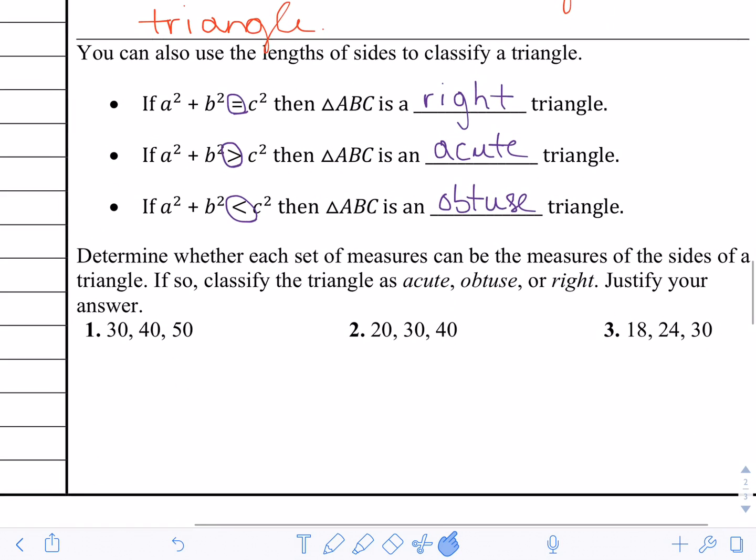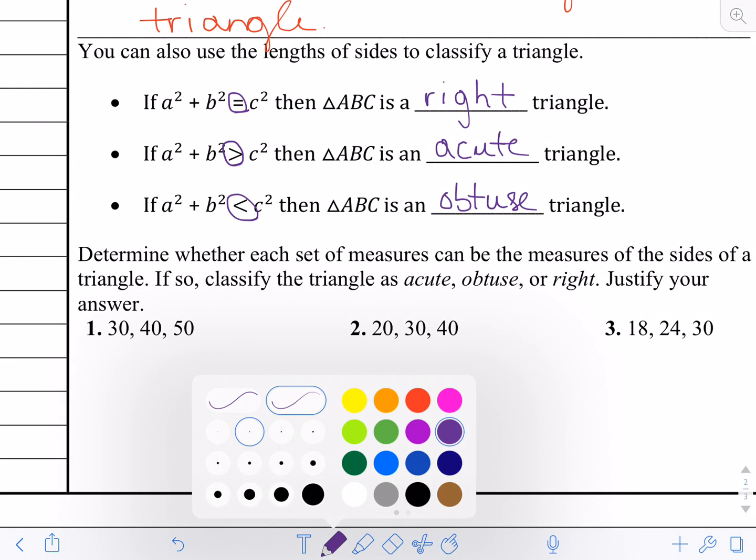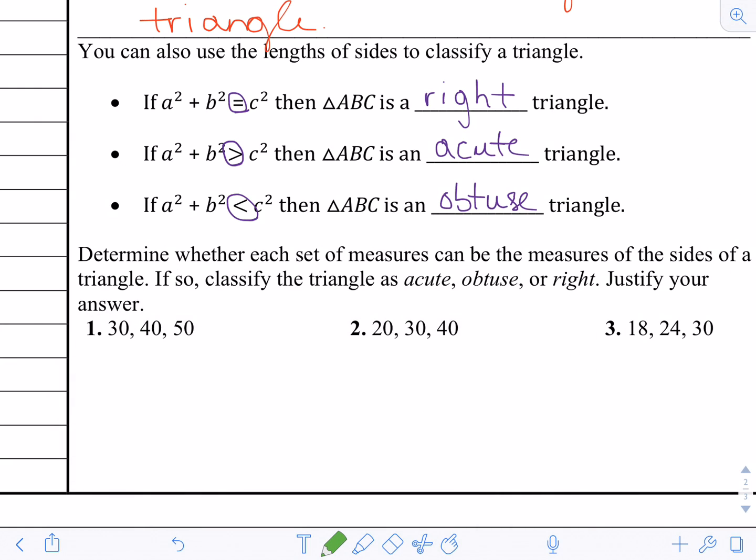Okay, so we are going to do 3 examples and then we're done. So the first one, you have 30, 40, 50. We have to decide if it's an acute, obtuse, or right triangle, and we have to justify our answer, which showing our work is going to be justifying the answer. First thing you need to make sure is that the 3 numbers they give you form a triangle. So this one right here is your greatest number. So remember, 30 plus 40 has to be greater than 50 for it to be a triangle. Well, 30 plus 40 is 70. 70 is greater than 50, so yes, you have a triangle. Also know this is C because it is your biggest side.